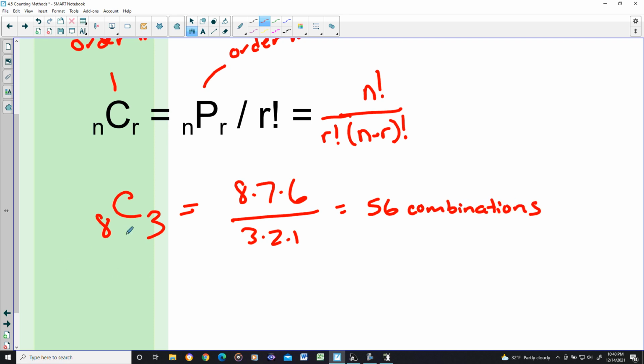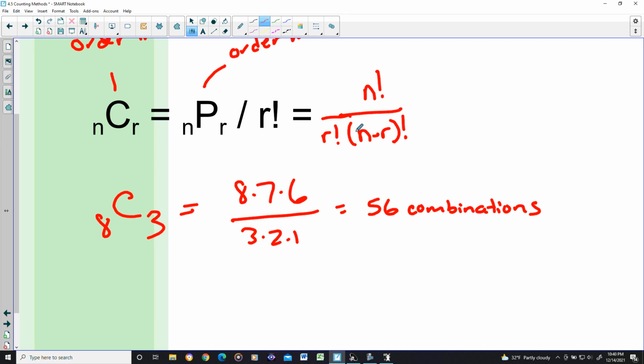So it turns out if I need to choose 3 from 8, so if I have a group of 8 people and I need to choose 3 of them, there's 56 possibilities for the 3 people I could end up with, assuming that the order does not matter. I'm just looking for what groups of 3 people could occur. 56 different groups.